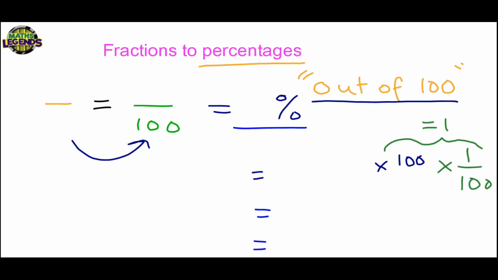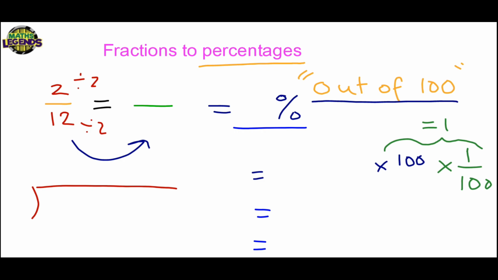Let's consider another example. 2 over 12. So 12 does not divide into 100 exactly. We need to convert it into a decimal number first. So let's do the division over here. So we can simplify this fraction by dividing by 2 and dividing by 2 to give us a simplified fraction. So 1 over 6. So we place 6 outside and 1 inside, 0.